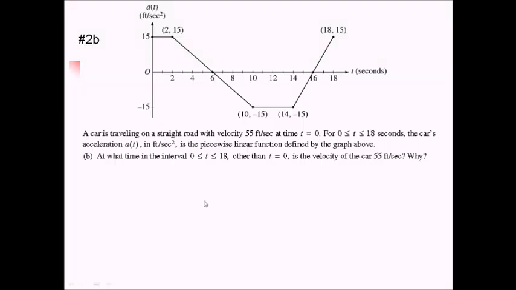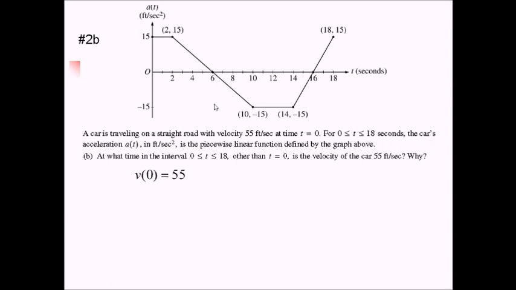For this part of the problem, they want to know at what time on the interval from 0 to 18, other than t equals 0, is the velocity of our car 55 feet per second, and why? All right, so we know that v of 0 is going to be 55. They gave us that in the problem stem here. So let's take a look at what's happening to our velocity as we keep going.